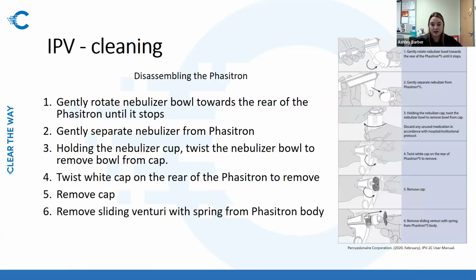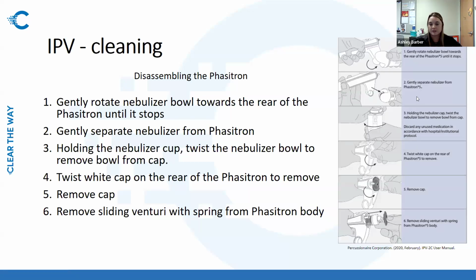And then lastly is the IPV cleaning. So this goes over how to disassemble the phasotron. So you want to gently rotate, and there's a good diagram on the side that has better pictures to go along with it. But you're going to gently rotate the nebulizer bowl towards the rear of the phasotron until it stops, and then separate the nebulizer from the phasotron.